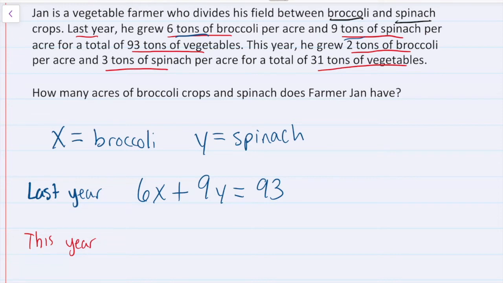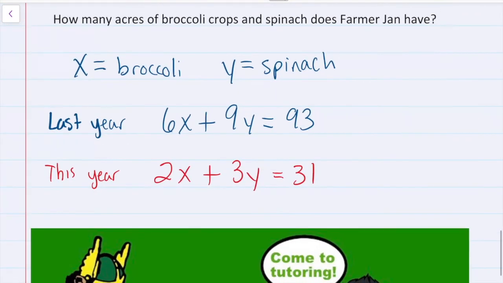And then this year, they grew 2 tons of broccoli. Call it 2x. Plus 3 tons of spinach. We call that 3y. And that equals their total harvest of 31 tons. Guys, we have our equations.